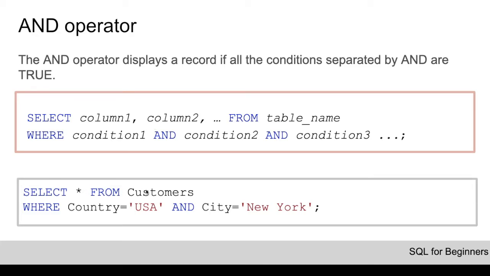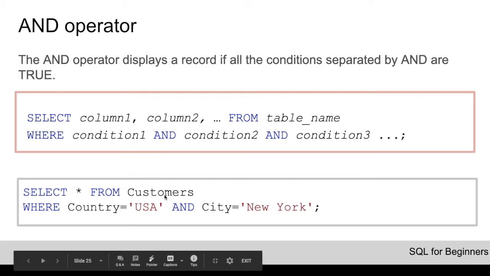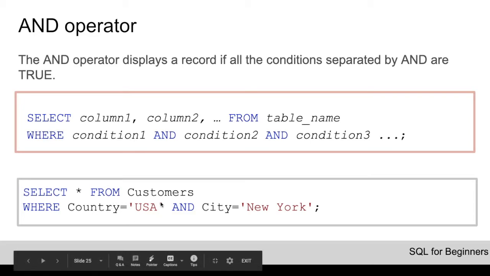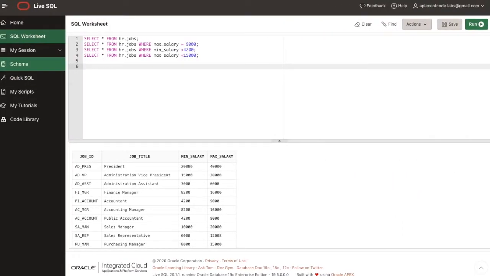Let's have a look at this example. Here we are selecting from the customers table and putting the condition that we want only the result set where the country is equal to USA and city is equal to New York. In this case, the result set would display the records if both of these conditions are met. And let's jump to our live SQL. We will be practicing here.